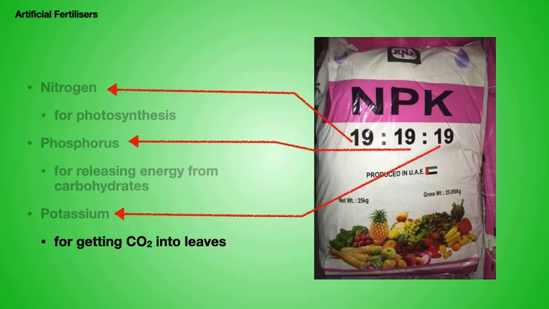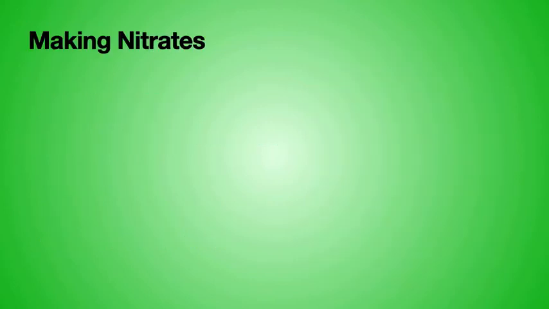Notice, by the way, those 19s, they are the percentages of each element. You'll realize they don't add up to 100 because, again, we're talking compounds here. Nitrogen compounds, phosphorus compounds, potassium compounds. So there are other elements in here, particularly oxygen.